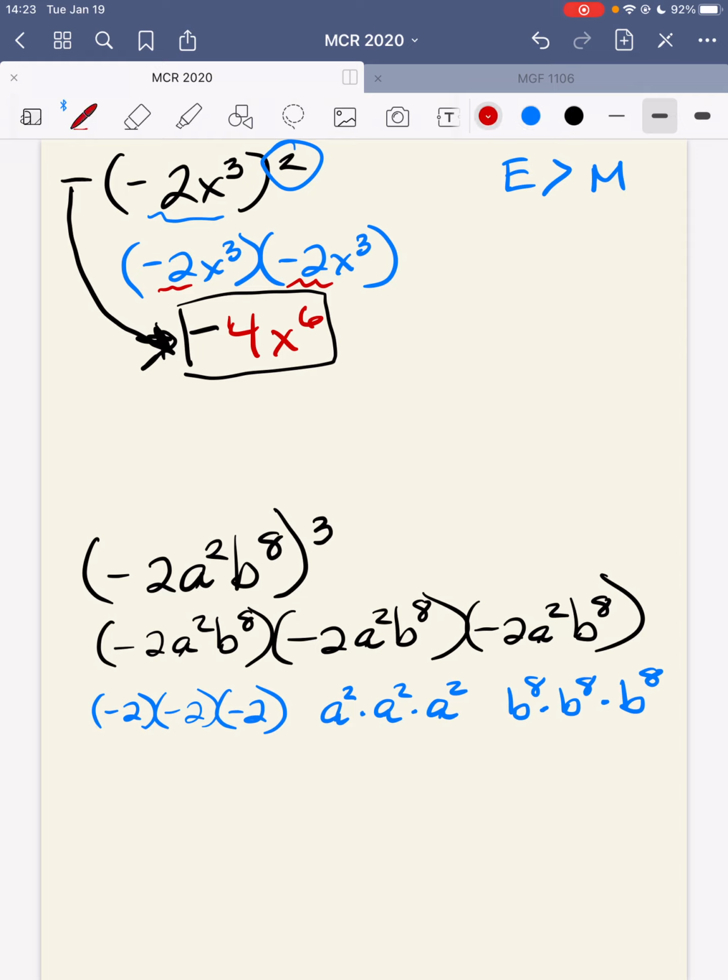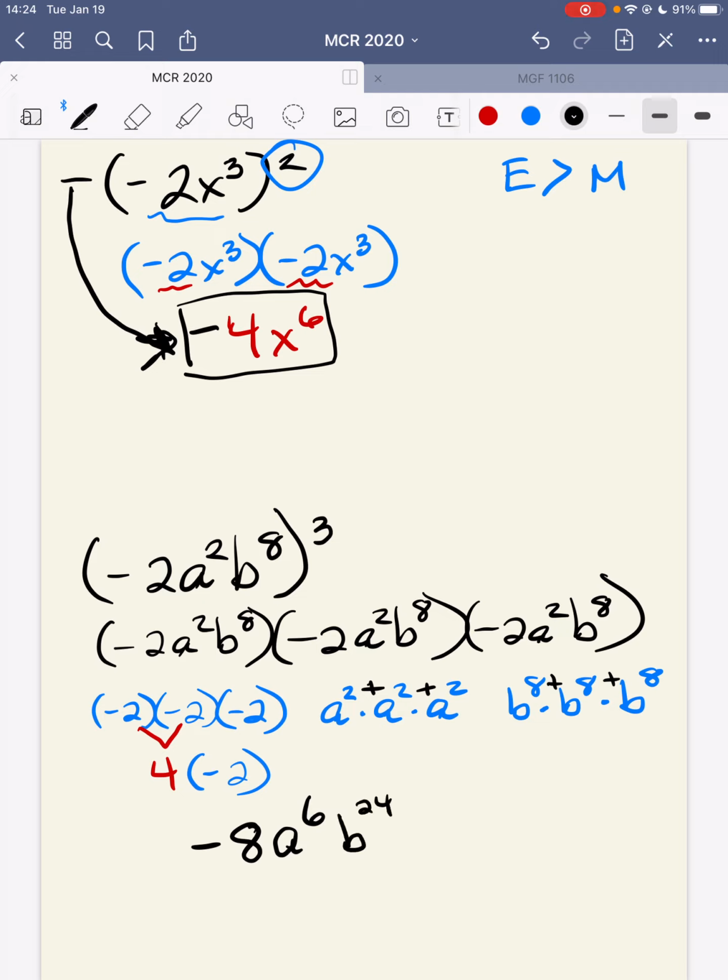Now, a negative times a negative gives me a positive, and 2 times 2 is 4. That 4 is going to be multiplied by negative 2, and 4 times negative 2, a positive and a negative give me a negative, so that should be negative 8. Okay, we have a, and we're going to add the exponents. Now we're in the product rule. 2 plus 2 plus 2 is 6, so we have a to the 6th. And 8 plus 8 plus 8 gives us b to the 24.